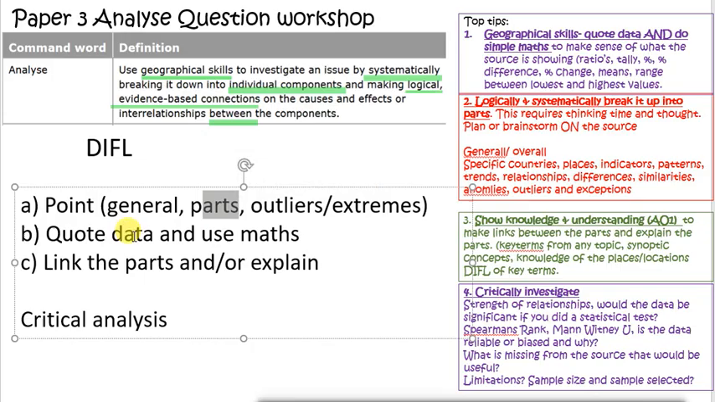Follow the steps: quote data, use maths, explain them. Yep, and bang your critical analysis in at the end. Alright, so you should be feeling a bit more confident that actually these questions aren't as daunting. But it is skills. Skills pay the bills.